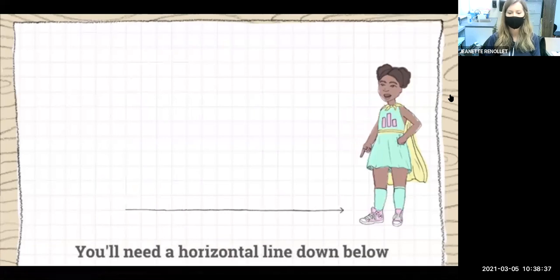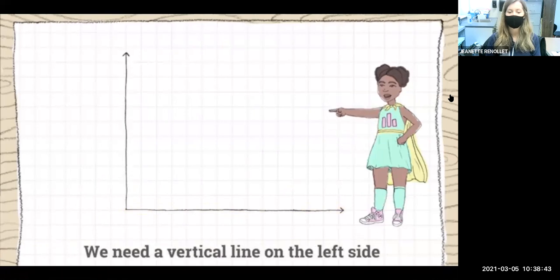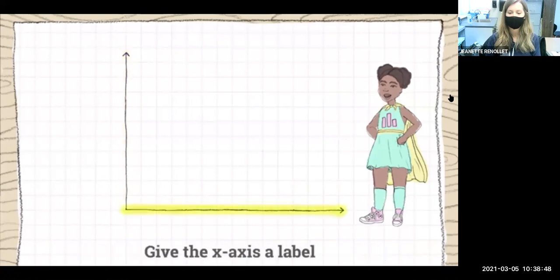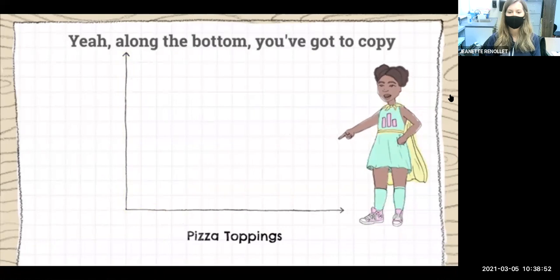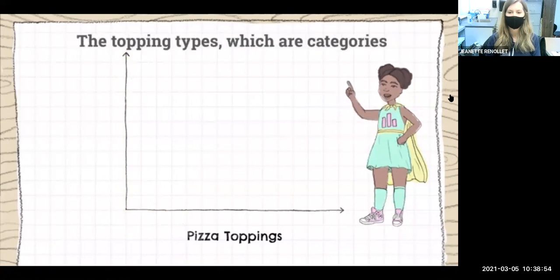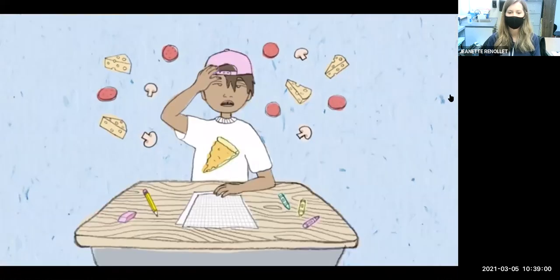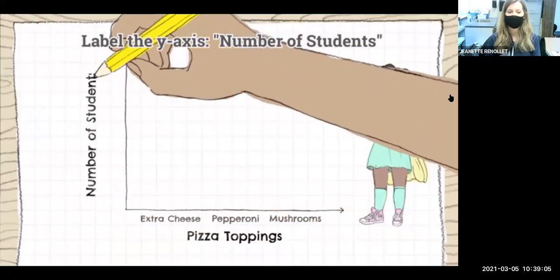You'll need a horizontal line down below. That's the x-axis, exactly so. We need a vertical line on the left side. That's the y-axis, you should give it a try. Give the x-axis a label. Pizza toppings? Yeah, along the bottom, you gotta copy the topping types, which are categories or types of data. Extra cheese, pepperoni, mushrooms, my head hurts. You'll be done soon. Next, label the y-axis, number of students.